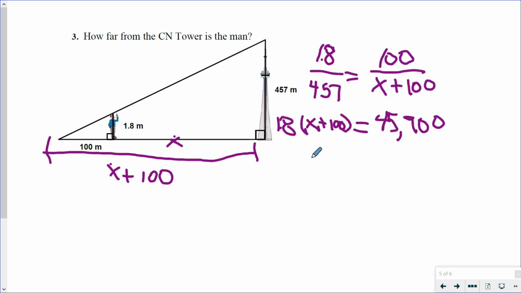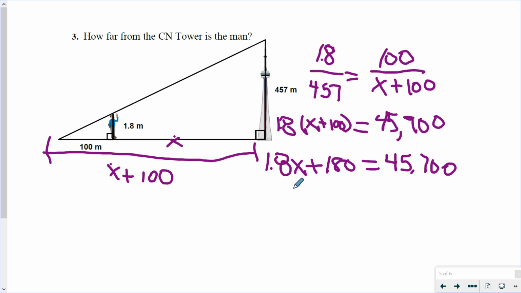Now, in order to solve for x, what we must do now is use what is known as the distributive property. So you're going to multiply 1.8 times x, which is 1.8x, and you have to multiply 1.8 times 100, so you move the decimal point twice to the right, so that'll be plus 180. And set it equal to 45,700.